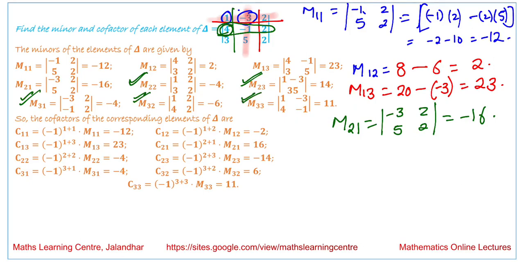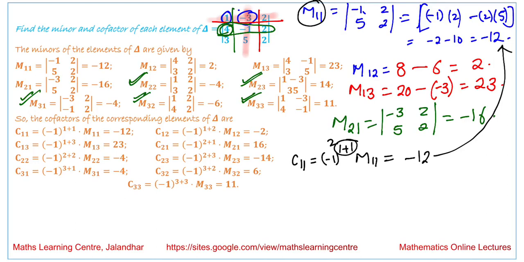Next we have to calculate the cofactor corresponding to this determinant. So for cofactors, suppose I am talking about this first value, it is C11, that will be equal to minus 1 raised to the power 1 plus 1 into M11. 1 plus 1 means 2, minus 1 raised to the power 2 is positive, so the answer again we obtain is minus 12.